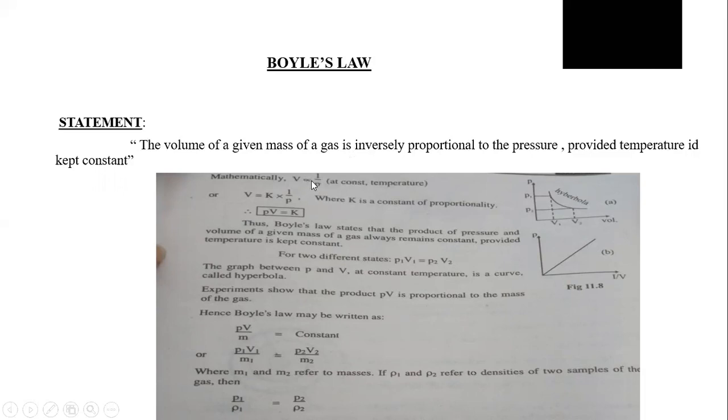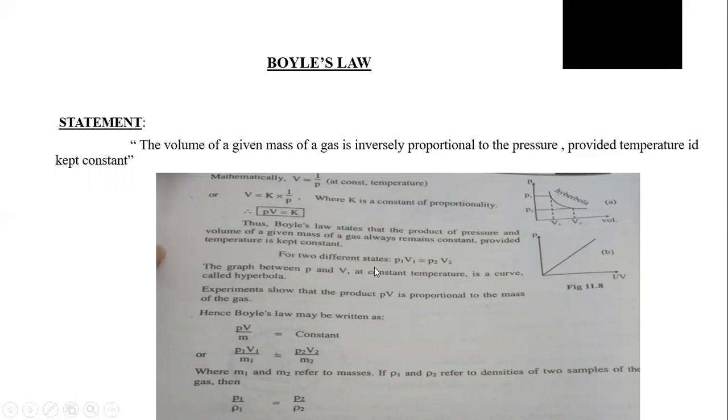So, in place of the inverse proportional symbol, we can write equals to some constant quantity. Here K is the constant of proportionality. So the equation becomes V equals K times 1 upon P. P is dividing on this side, so on the other side it will be multiplied. So PV is equals to K. This Boyle's law states that the product of pressure and volume of a given mass of a gas always remains constant, provided the temperature is kept constant.